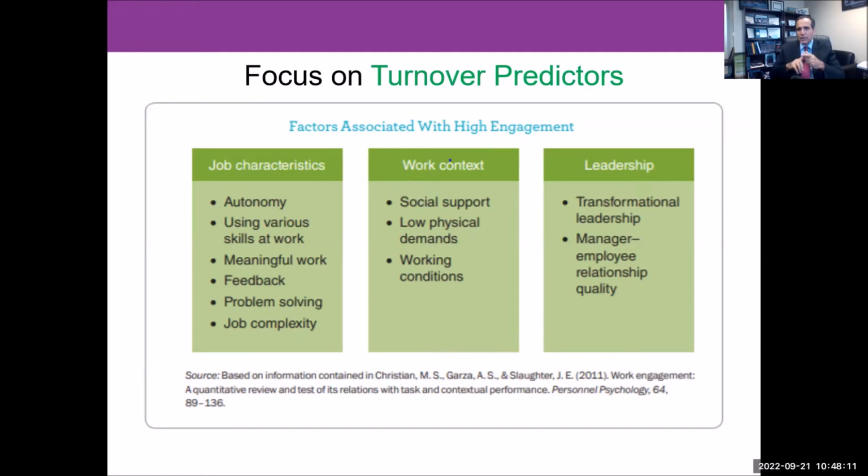The work context, like social support, low physical demands, and working conditions, can enhance engagement of employees. In transformational leadership, the managers' and employees' relationship in terms of quality time, discussion, communication, transparency, and the level of trust that exists between the employee and manager are all predictors of turnover. The goal is to keep track of this data using employee surveys in numbers so you can make some predictions.